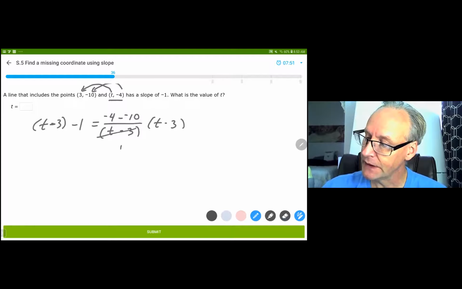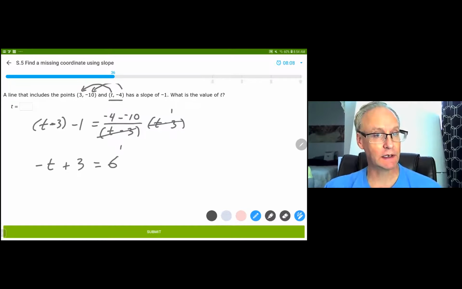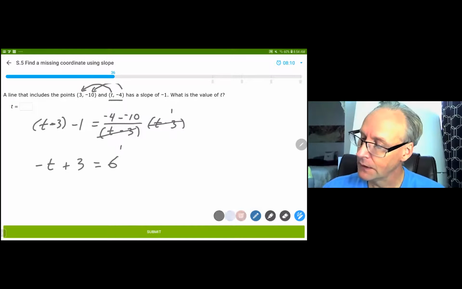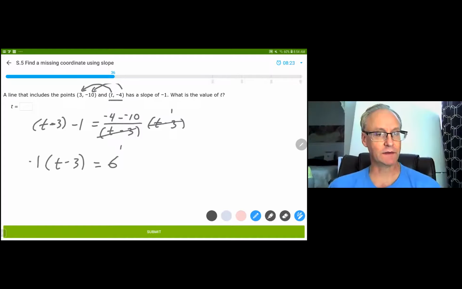And the t minus 3 cancels the t minus 3. And over here, we've got 10 minus 4, which is 6. And over here, we have t minus 3 is being multiplied by negative 1. So I have a negative t plus 3 if I were to distribute the negative 1. But like I said before, to make it easier for yourself, since I have negative 1 times t minus 3, the more direct method for this is to divide both sides by negative 1.